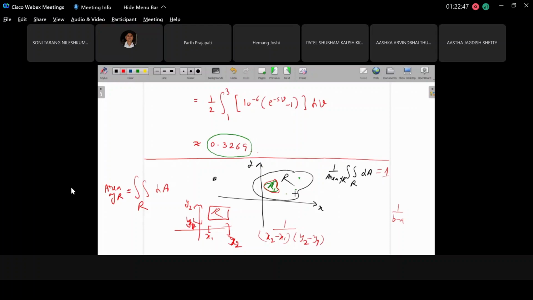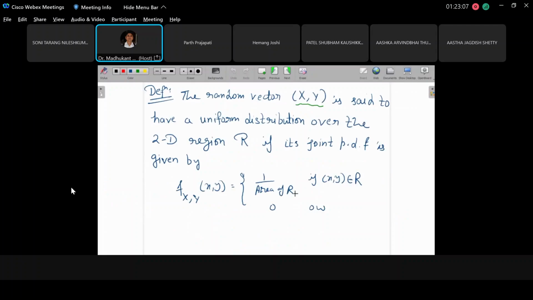Okay, so this is in the same line which we just followed for the uniform random variable over the interval, now over the region, now over the volume, and so on. Region means two-dimensional, and over the volume means three-dimensional. So here is the definition. As I told you, when you make a pair of two random variables, it is named a random vector. It is said to have a uniform distribution over the 2D region R if its joint PDF is given by this. And the same thing can be extended to three-dimensional, four-dimensional, and so on.